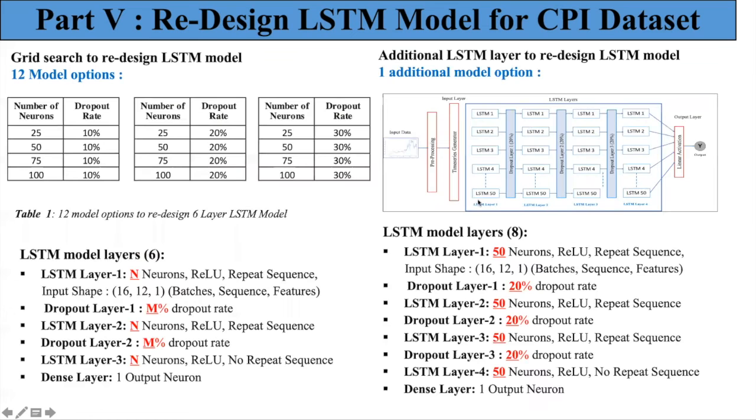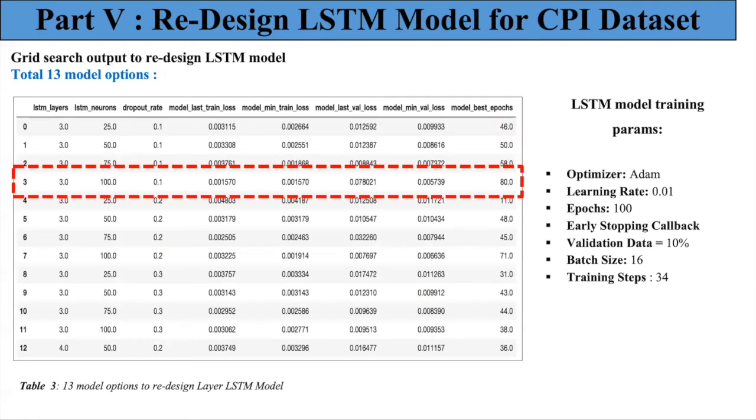I have also tried one more model, which is an 8-layer LSTM model with 2 more layers, one LSTM and one dropout layer. But I have kept them at 50 neurons like my previous original model and 20% dropout, to see how it performs as compared to the previous model. And I have run that through iteration, and this is the output of all the iterations.